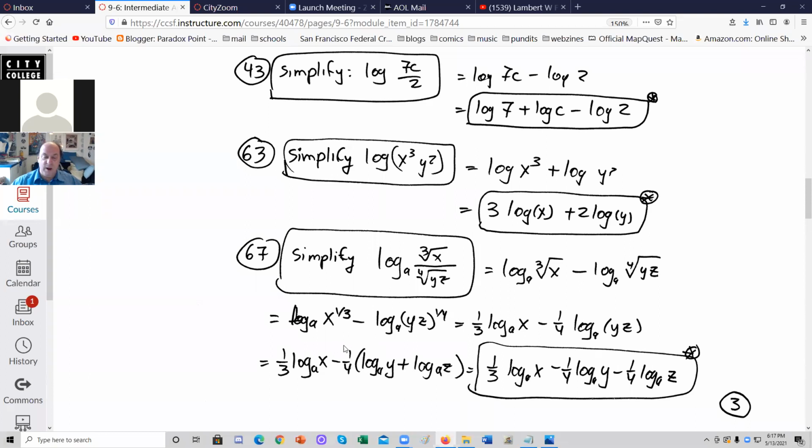Then we distribute minus 1/4 over the parentheses. We get 1/3 log base a of x from here, and this distributed over these becomes minus 1/4 log base a of y minus 1/4 log base a of z. And that's the answer.